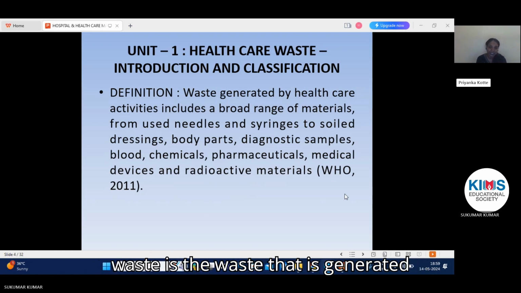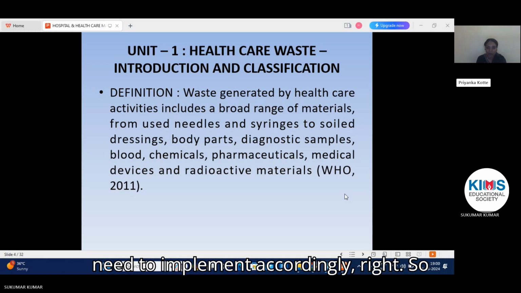Similarly, healthcare waste is the waste that is generated by healthcare activities, which includes a wide range of materials. Okay, so if you're working in a hospital, you will definitely have an idea about all the things that we're going to discuss in detail. But since we are studying under different subjects, under different headings, we have to put them in the exam properly, so that we will not only have the knowledge about it, but also when we go to the clinicals, we need to implement accordingly.